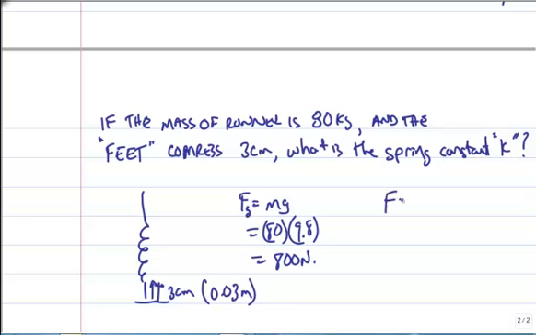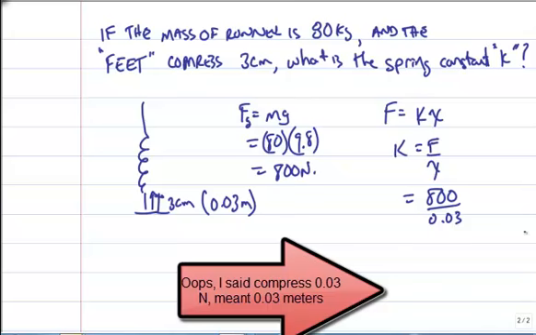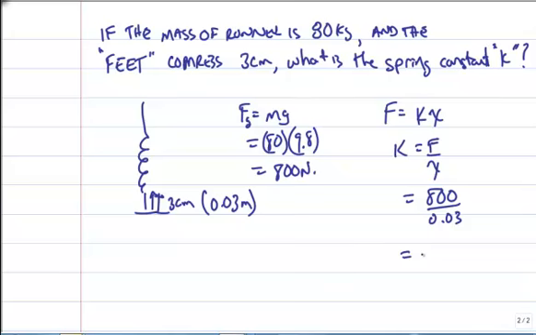So F equals kx. Notice I left the negative sign off. k is equal to F over x. So it's 800 newton force, compress that thing by 0.03 meters. I've left the units off for neatness as I calculate this. 800 divided by 0.03 is about 2.67 times 10 to the fourth newtons per meter. It would have been a fair bit less newtons per centimeter, but that would be the spring constant for this.